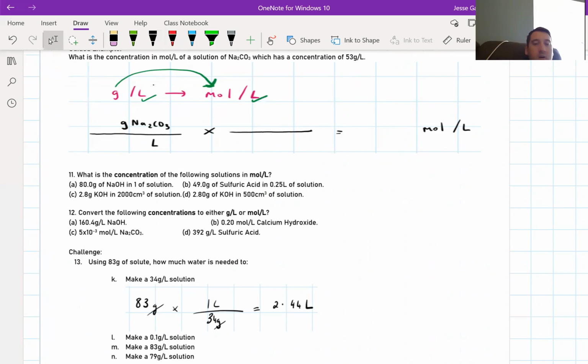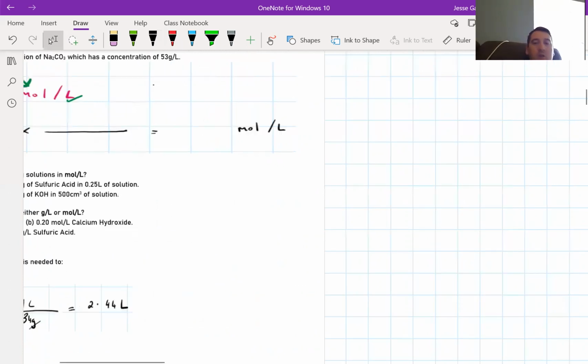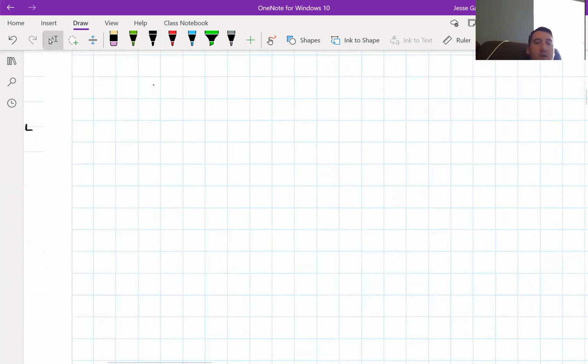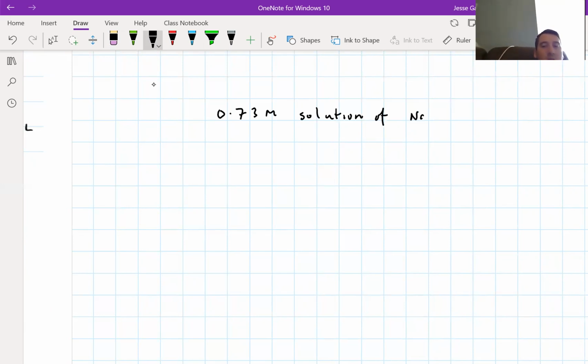Okay, so hopefully you have had a go at those and those were all okay. I just want to look at another possible scenario that I didn't really take an example of that much. Let's say we had a 0.73 molar solution of sodium hydroxide, NaOH, expressed in grams per liter. Okay, how is this different?